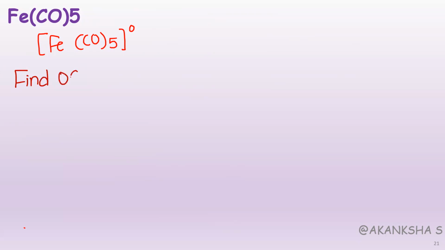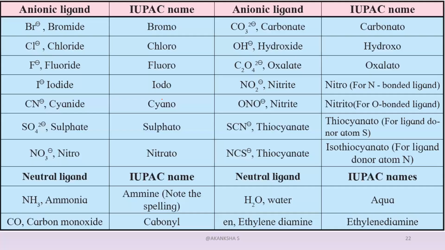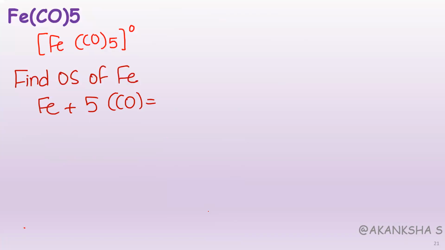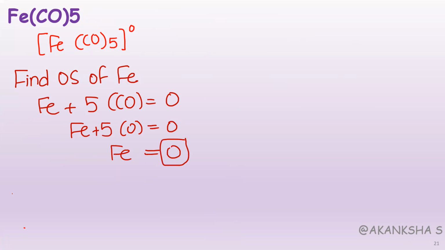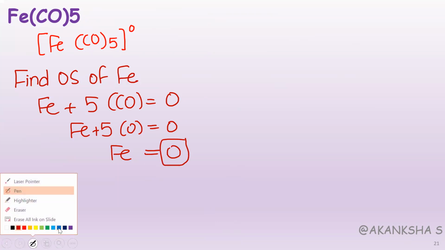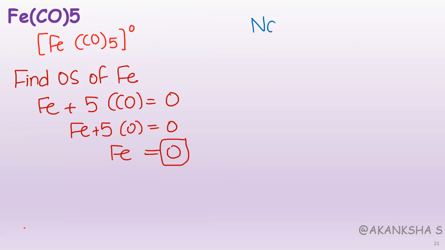We need to find the oxidation state of iron. We have 1 iron and 5 COs. It's not cobalt, it's rather carbonyl. And what is the charge on carbonyl? Neutral here, right? So it's 0. Okay, outside also 0, inside also 0. Poor iron. Okay, oxidation state is 0. Can it be 0? Yes, it can be 0. No problem. Nobody is going to hang you if it's coming 0.